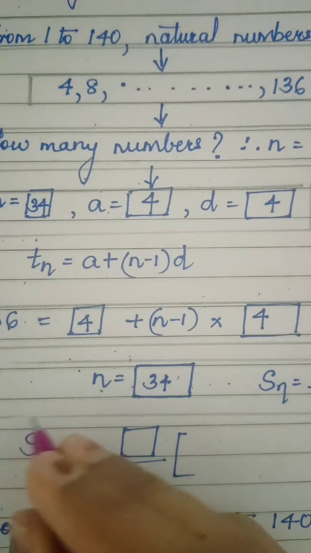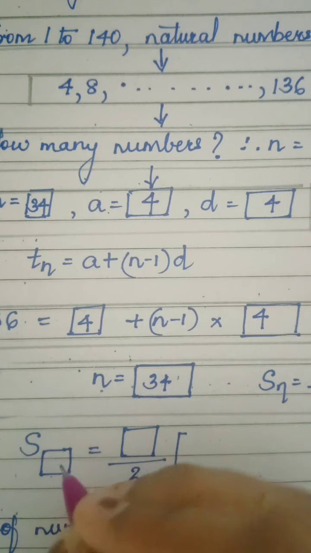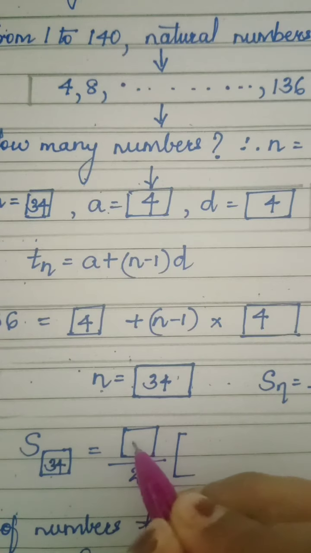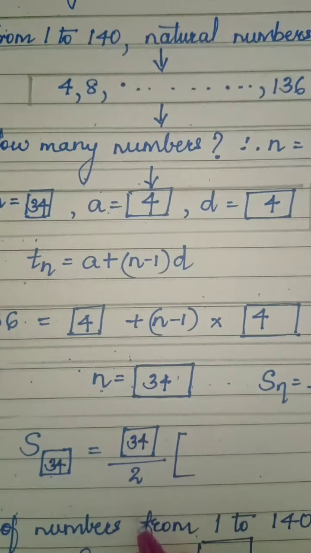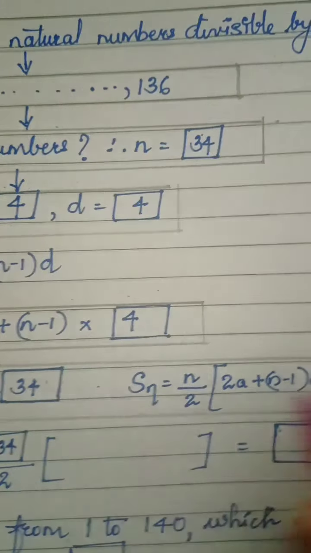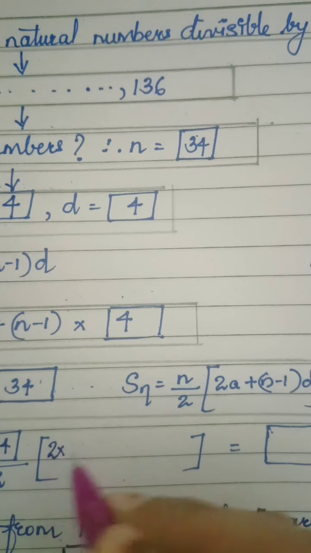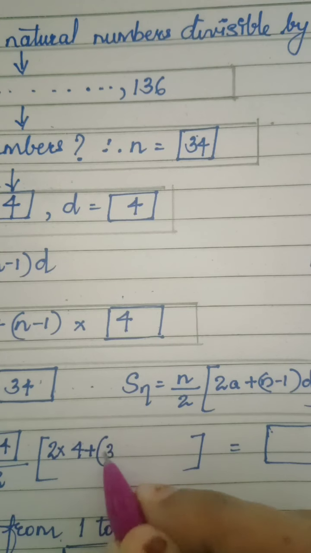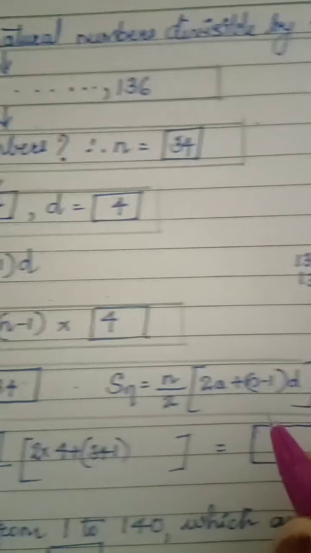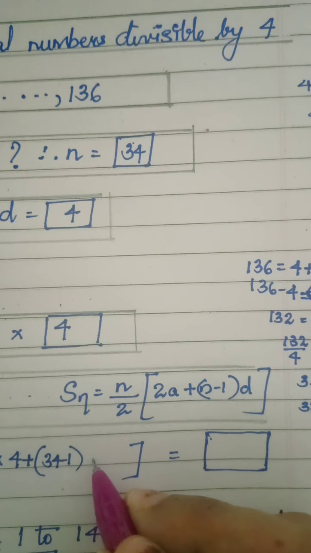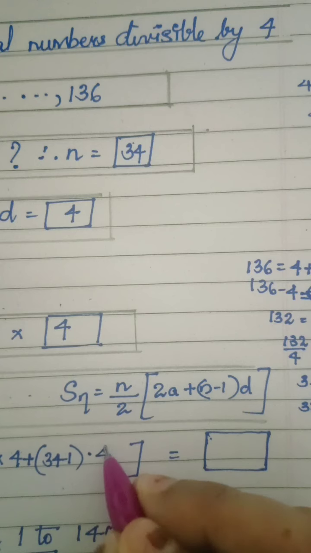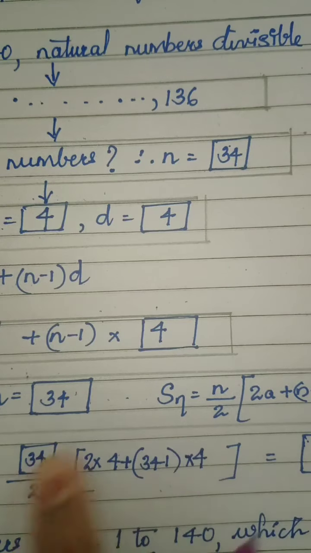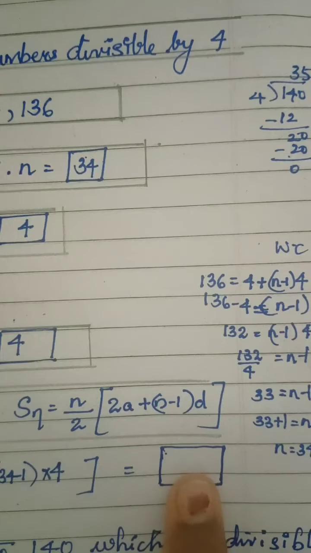So this will be S. What? S, sum of how many terms? How many terms are there? 34. Sum of 34 terms. S34 is equal to n is 34 upon 2 multiplied by, use the formula, 2 into A is 4 plus n is 34 minus 1 multiplied by D. D we got 4 multiplied by 4. Okay. So this also I have completed. Now let us work on this and find the final answer.